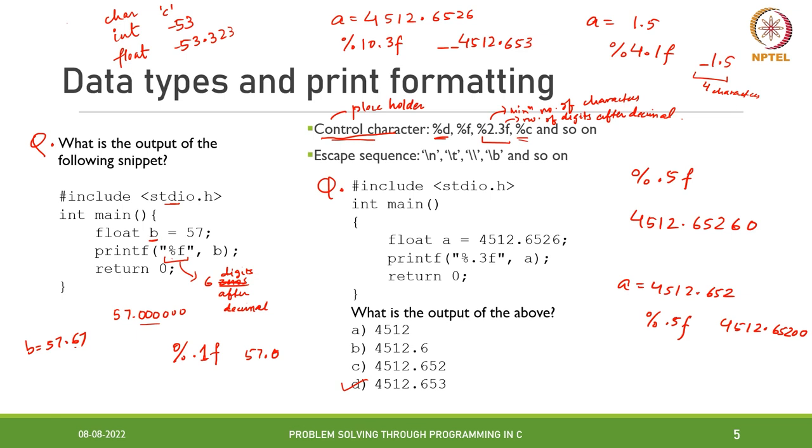Now, I am saying that I need only one digit after the decimal, and I need at least four characters to be present. But the number has three: one, point, five. So there are only three characters to print. What will it do? It will give us a space before 1.5, in order to make it at least four characters. It will give one space and then print 1, the dot, and 5. So that will make a total of four characters.